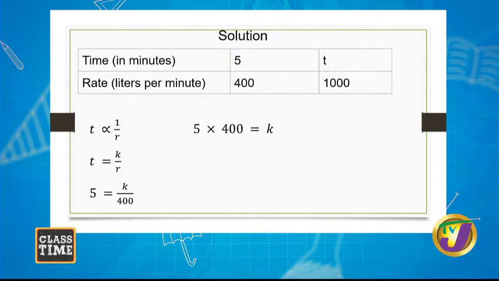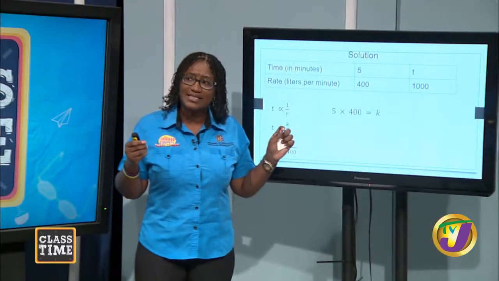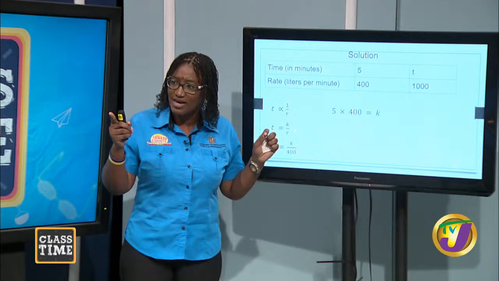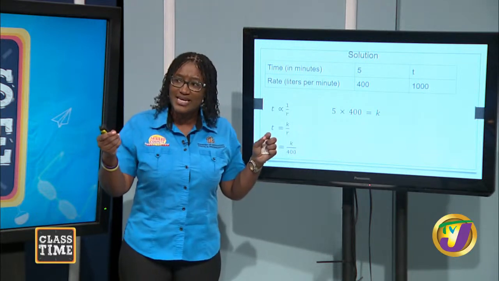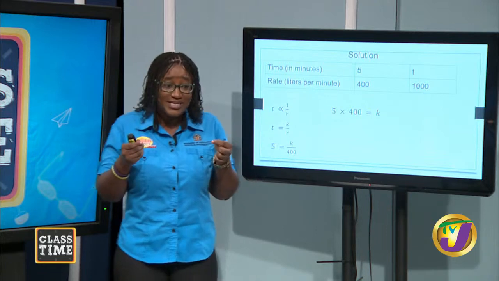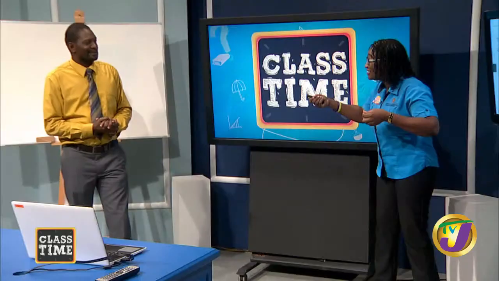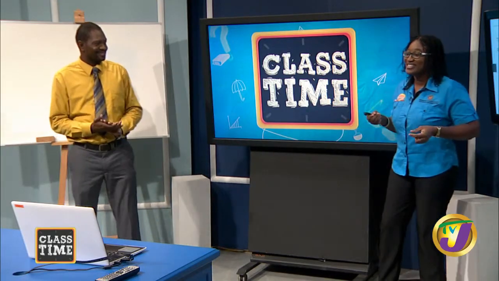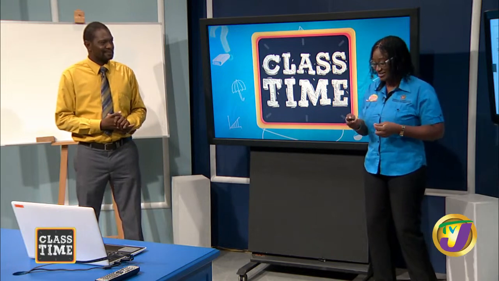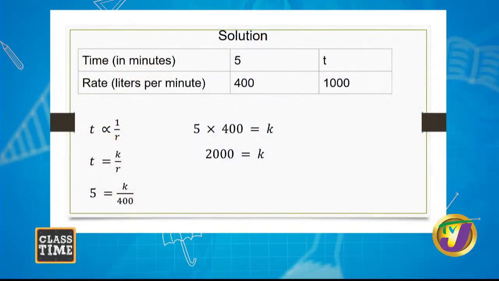I want to pause here because I want you to see what's happening. Remember, we said x multiplied by y must give us the constant. And in this case, we're using t and r. Do you see that t multiplied by r gave us the constant right off the bat? So 5 multiplied by 400 does give us the k value. So we know k is 2,000, and we can substitute it. So t is equal to 2,000 divided by r.